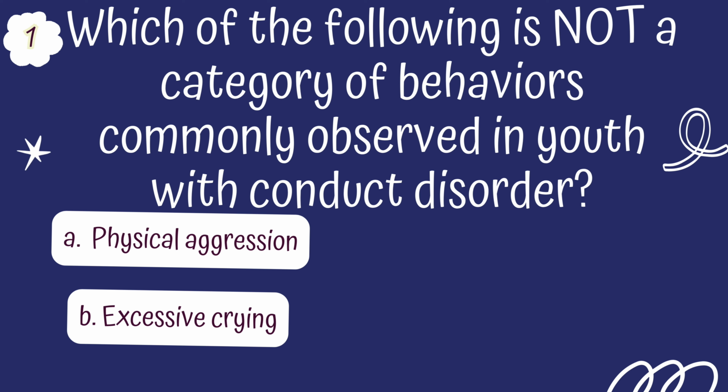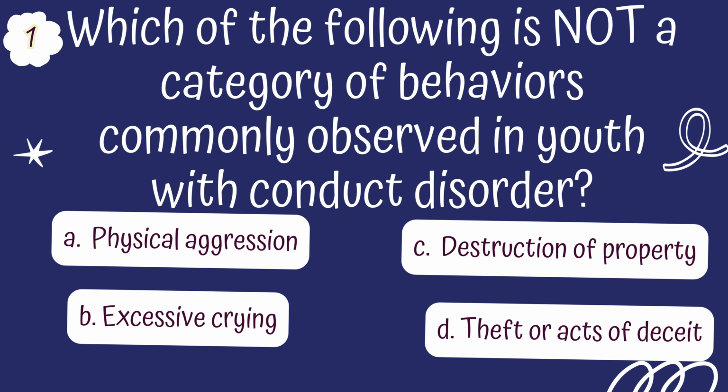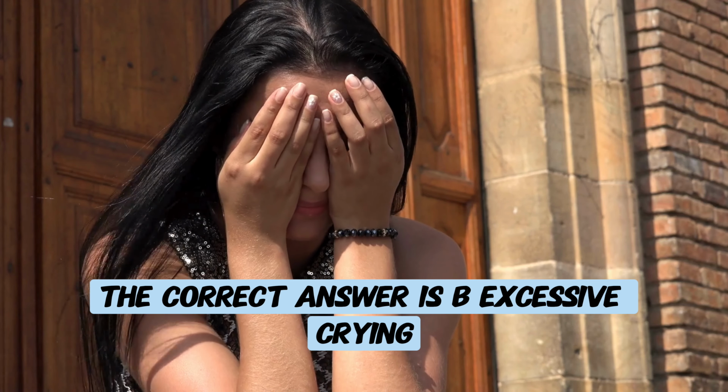Which of the following is not a category of behaviors commonly observed in youth with conduct disorder? Is it A, physical aggression, B, excessive crying, C, destruction of property, or D, thefts or acts of deceit? The correct answer is B, excessive crying.